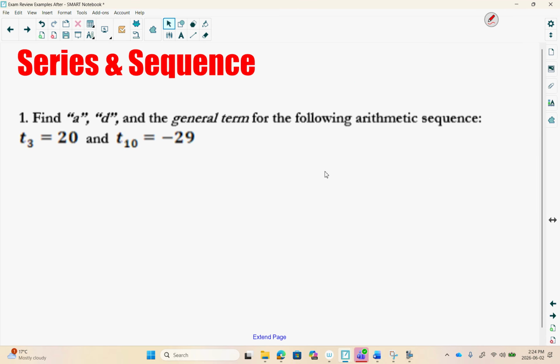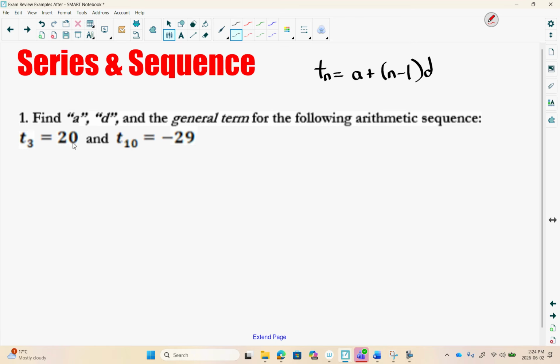First question, this came off a quiz, I believe. It says find A, the first term, D, the common difference, and the general term, so a formula that would generate these numbers for the following arithmetic sequence. First thing we're going to do is use our arithmetic formula, and I can make a 2x2 system of equations out of this.